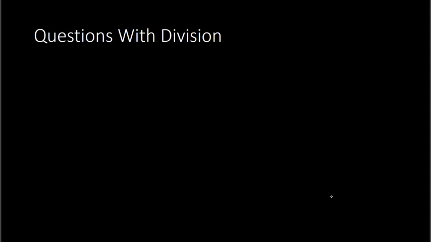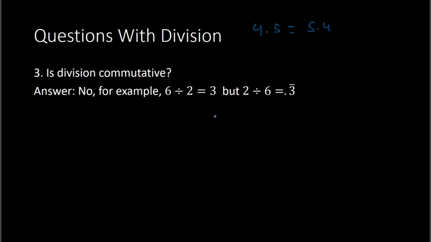Okay, I have two more questions with division. The next question is, is division commutative? Commutative meaning, does the order matter in which I divide? Multiplication is commutative because 4 times 5 is the same thing as 5 times 4. The order does not matter. But division is not commutative because 6 divided by 2 is not the same thing as 2 divided by 6. 6 divided by 2 is 3. 2 divided by 6 would be 1 over 3, or 0.3 repeating.